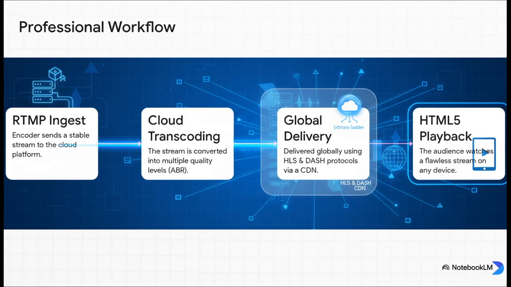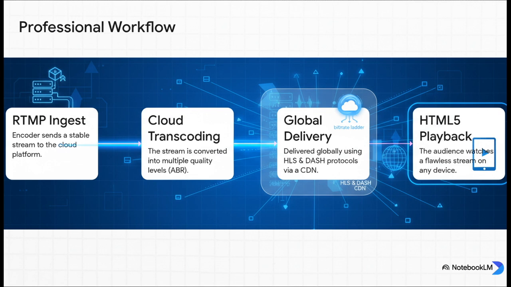So let's walk through how this all works. It kicks off with RTMP ingest, just like we've been talking about. Your encoder sends that single, stable stream to a platform like Dacast. Then comes cloud transcoding. Now this is a really important step, where the platform takes your one stream and makes multiple copies at different quality levels, 1080p, 720p, 480p, you name it.